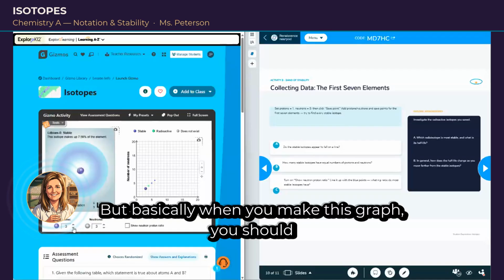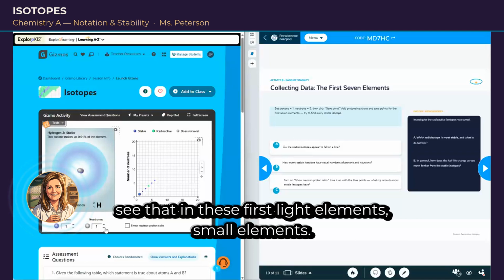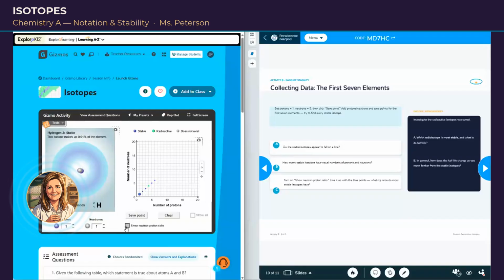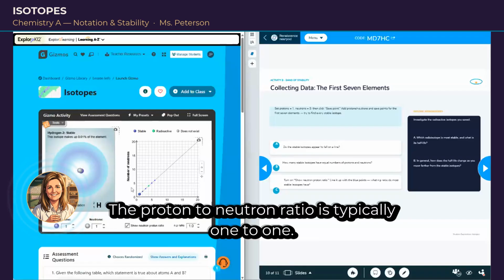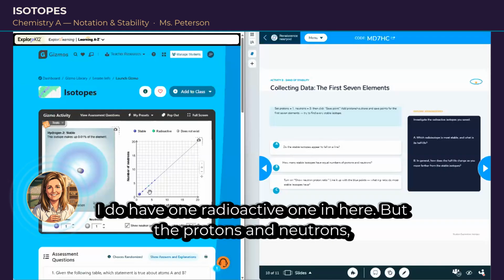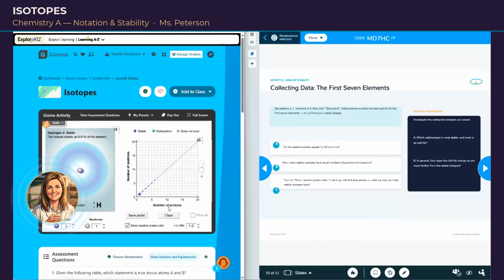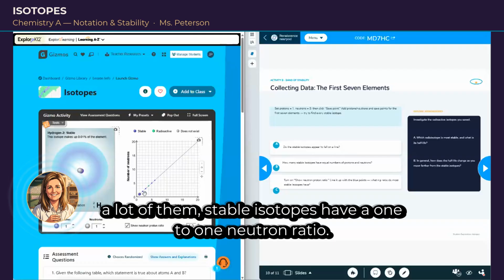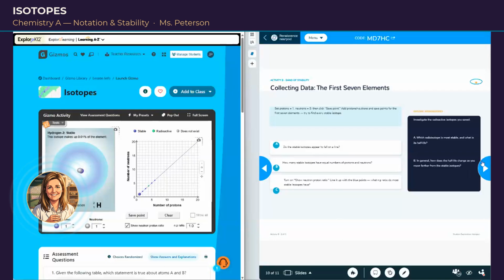But basically, when you make this graph, you should see that in these first light elements, small elements, the proton to neutron ratio is typically 1-to-1. Not always. Carbon-14 exists. I do have one radioactive one in here. But a lot of them, stable isotopes, have a 1-to-1 proton neutron ratio. Okay.